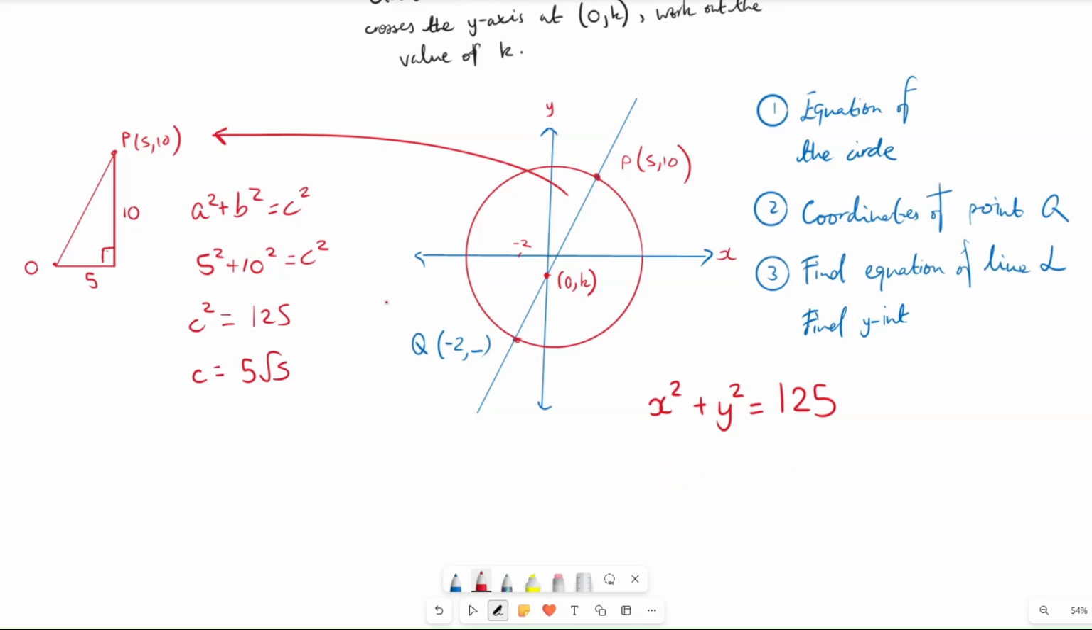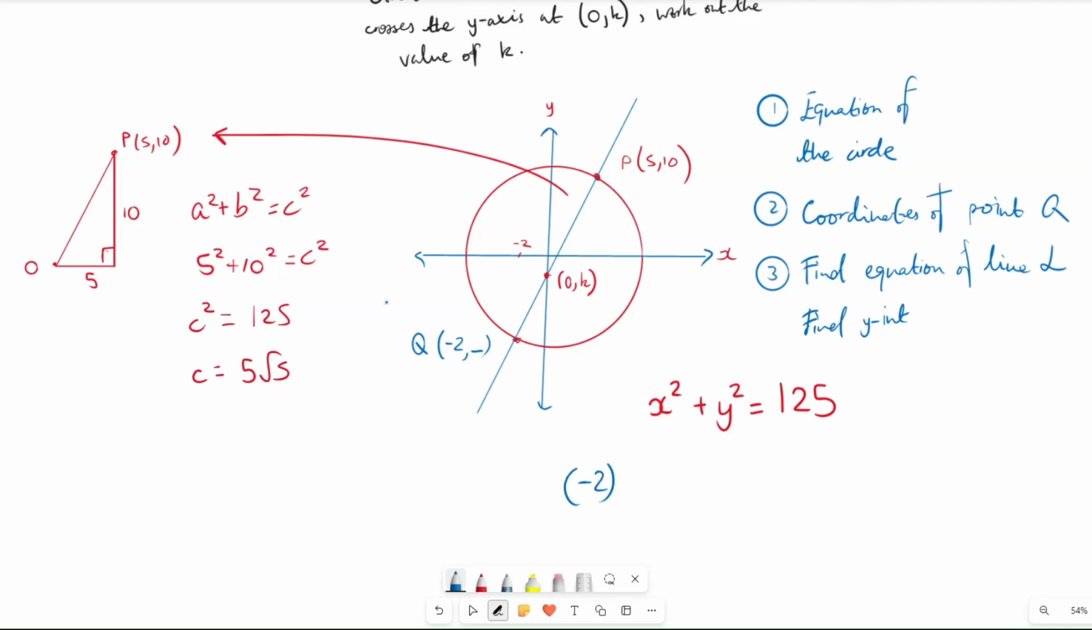So now that we've got the equation of the circle, we can work out the intersection point, or point Q rather. We don't need to deal with the line L at this point, because this point is also on the circle, so we can just substitute in our value of minus 2 for x to get a value for y. So, should we do that right now?